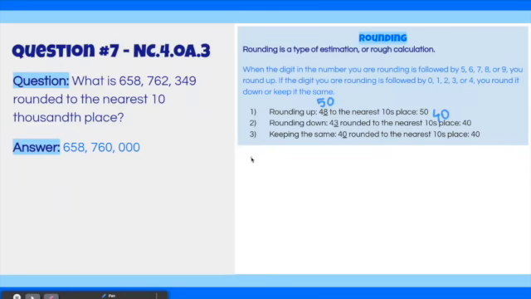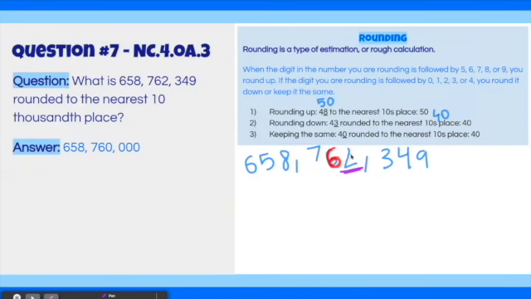So in this question, they're asking you to round 658,762,349 to the nearest 10,000th place. So let's look at the digit in the 10,000th place. In this case, this digit is 6, which we put in red. So now let's look at the digit after that, which we're going to put purple. So the digit after that is a 2.